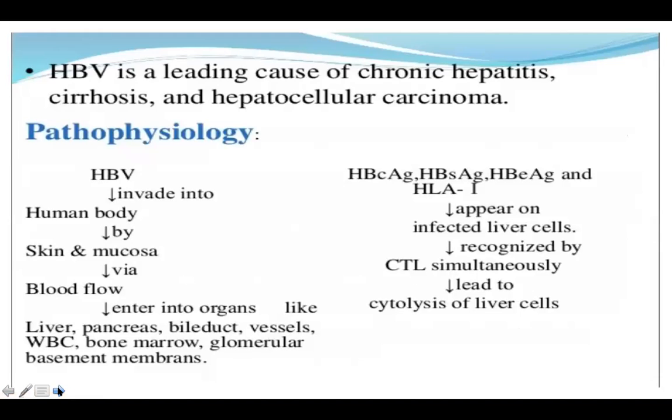So basically, to sum it all up, once the virus enters the body through the skin and the mucosa by bodily fluids, they have a special affinity to liver cells, or the hepatocytes. So they go into the liver, and the virus enters the hepatocytes and starts to multiply there. Then during the multiplication, they change the antigen structure of the hepatocytes into HBcAg, HBsAg, HBeAg, and HLA-1. The body then considers the hepatocytes as foreign and starts to destroy these hepatocytes by a mechanism called cell-mediated immune damage.